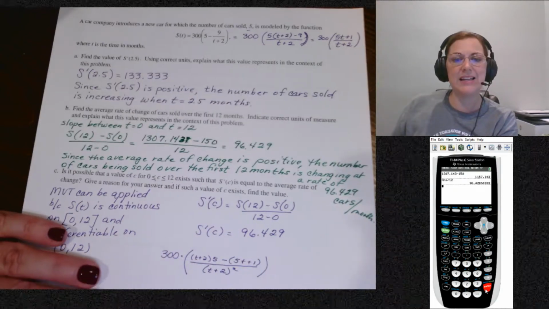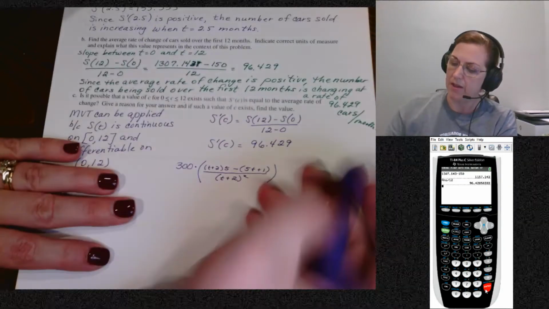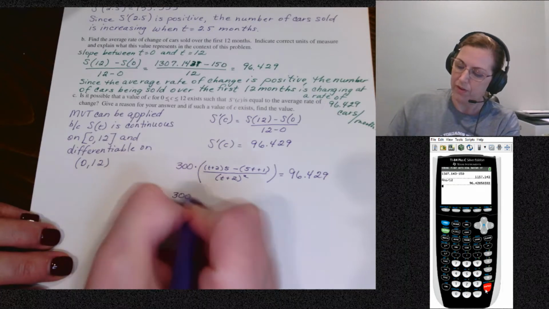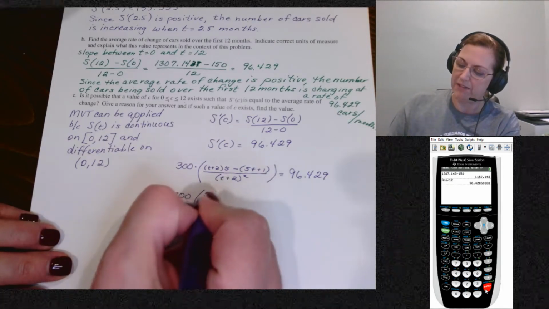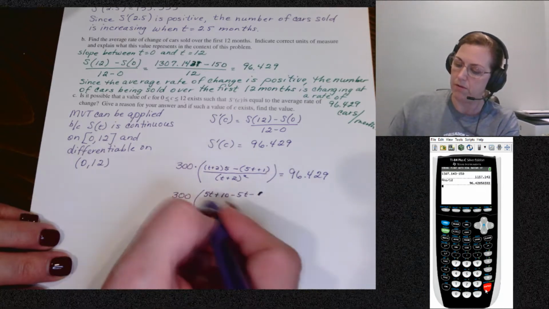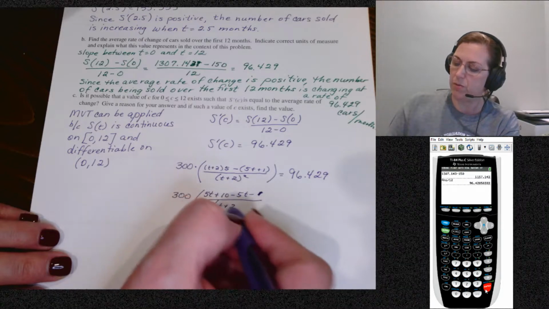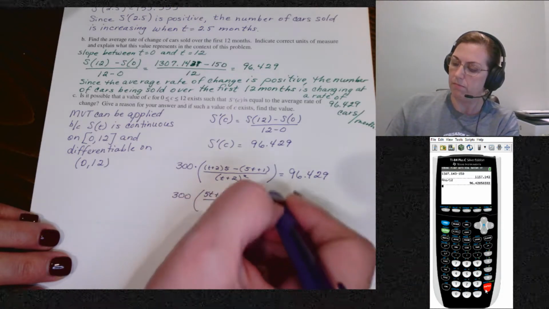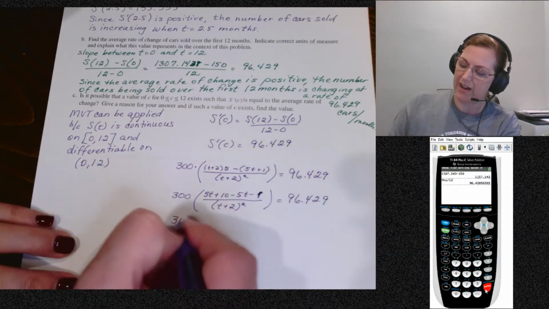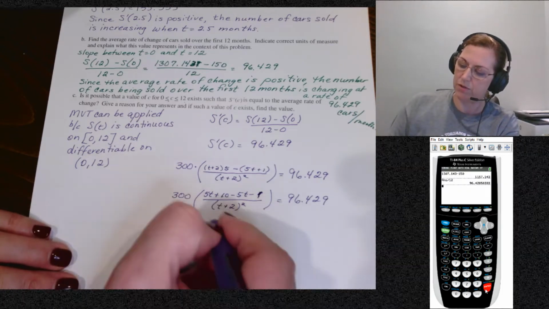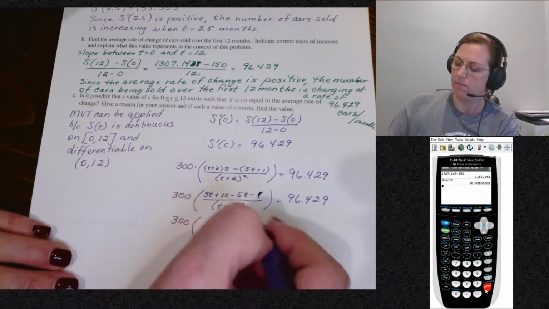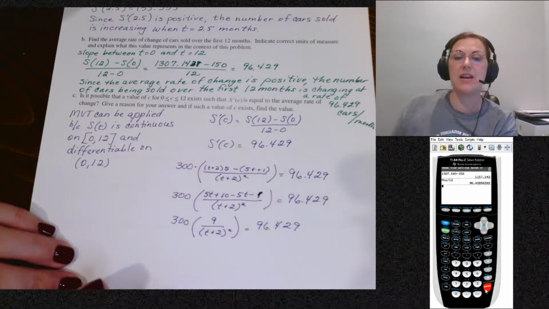Now I'm going to clean this up just a hair because remember, that equals 96.429. So let me do a little bit of distributing: 5t plus 10 minus 5t minus 1, all over t plus 2 squared. And notice those 5t's are canceling out. I've got 10 minus 1, which is 9. All right, and now we've got to solve this.